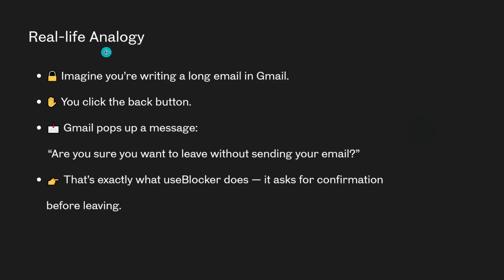A real life example: imagine you are writing a long email in the Gmail app and you accidentally click on the back button. Then it pops up a message and says, are you sure you want to leave without sending your email? And that is exactly what useBlocker does. It first asks for a confirmation before leaving, whether you did it intentionally or it was an accidental click. That's the real life scenario where useBlocker comes into the picture.